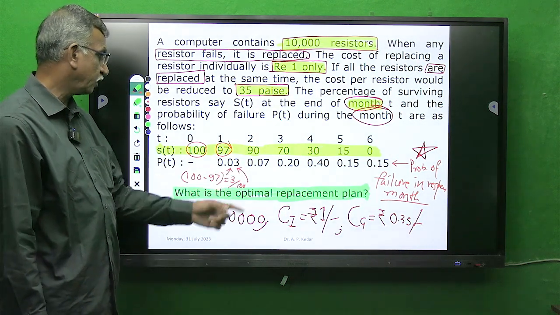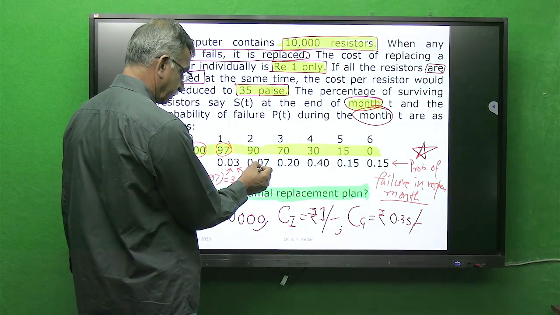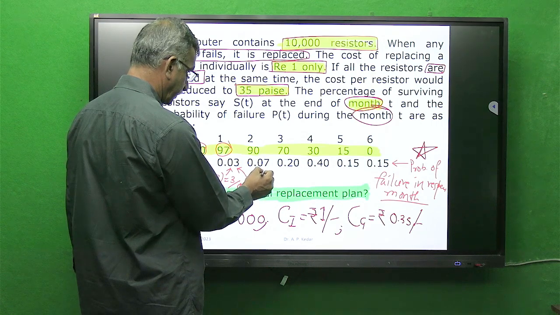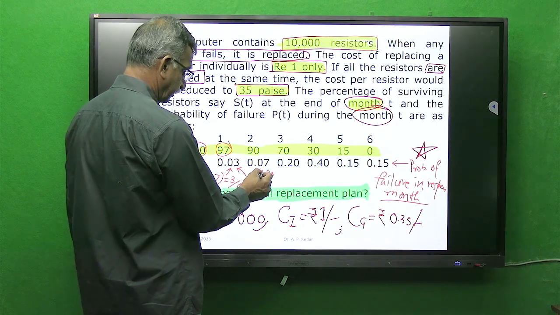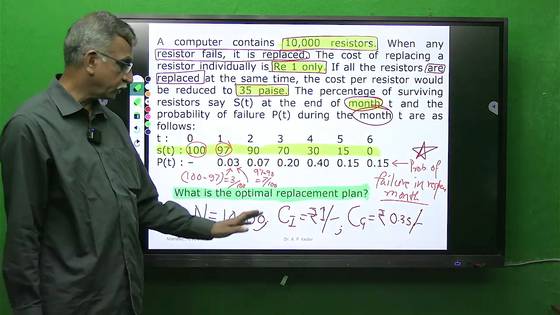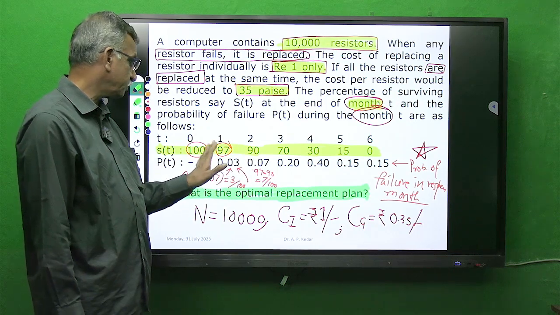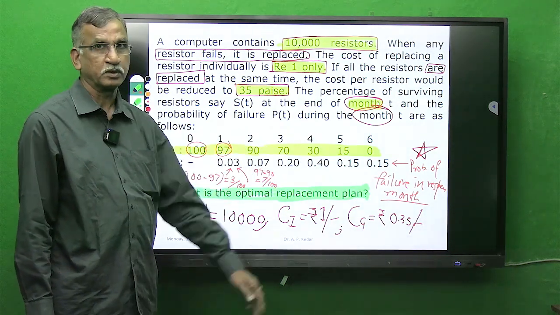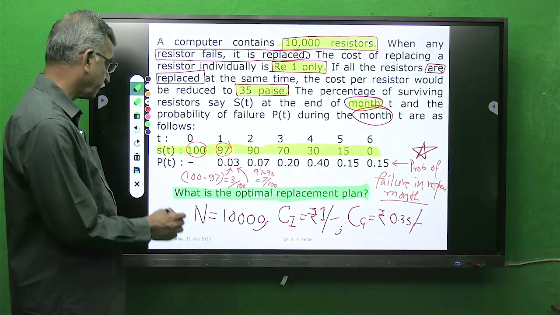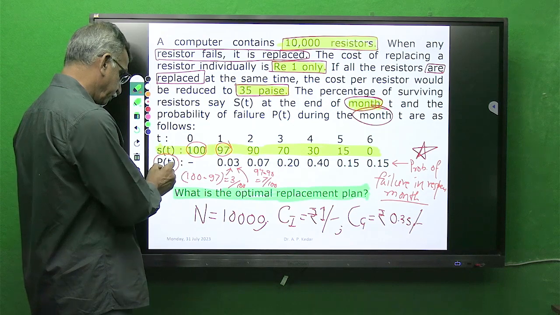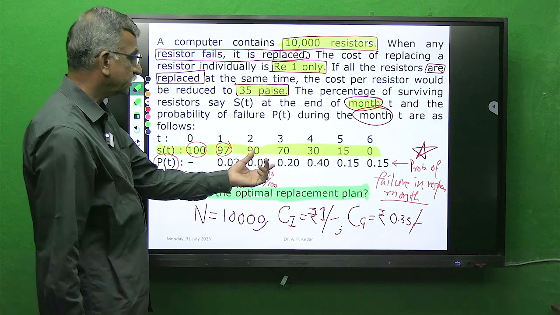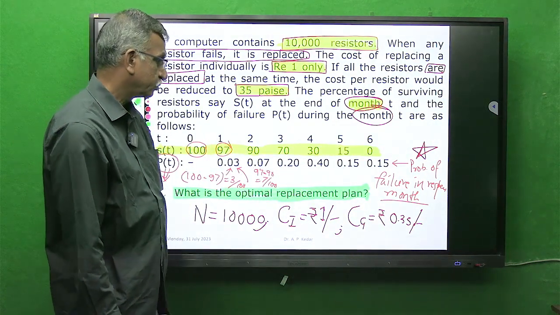Similarly, how do you get 0.07? Likewise, it is 97 minus 90, so 7, and 7 by 100. To bring it into decimal, 7 by 100, because this is given on a percentage basis. For calculation purposes, we want Pk. This Pt is as good as Pk. For our analysis, we want this in decimal basis.